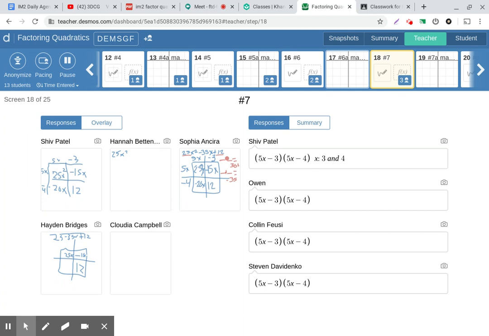And then Shiv, for your number 7, the x-intercepts wouldn't really be 3 and 4. They'd be 4 divided by 5 and 3 divided by 5. So can you fix that? Because if there's a number in front of x, then you have to divide by it. So take a look at that. Does that make sense, Shiv? On number 7.